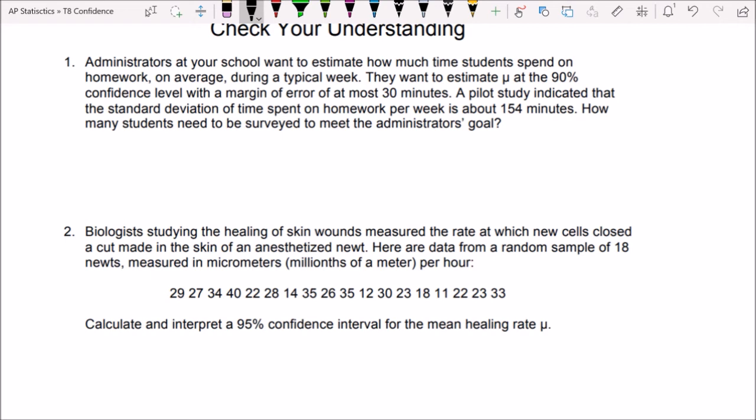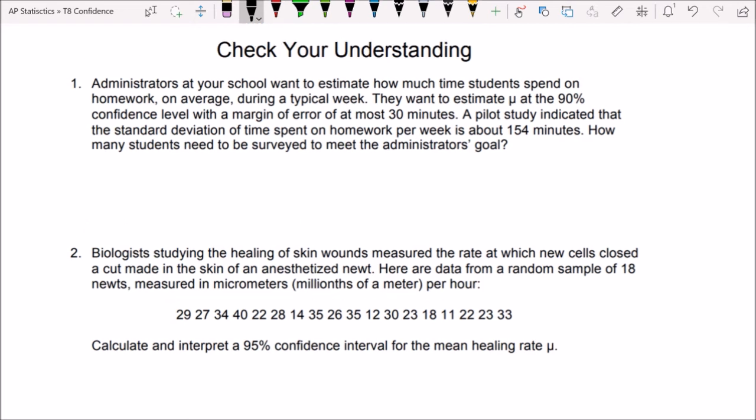As always, y'all, I want to encourage you to pause the video and give it a try. To figure this out, let's apply what we just learned. We just said that we're going to use Z star times the standard deviation over the square root of n needs to be less than or equal to the margin of error. So let's use the values that we know. They want the margin of error to be at most 30 minutes, so we're going to plug in 30 for the margin of error. We don't know what the sample size is, so that's still going to be root n.